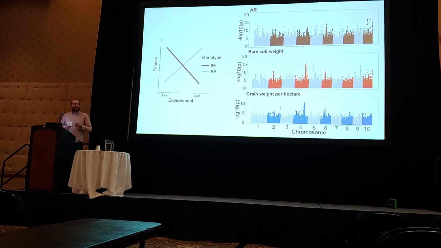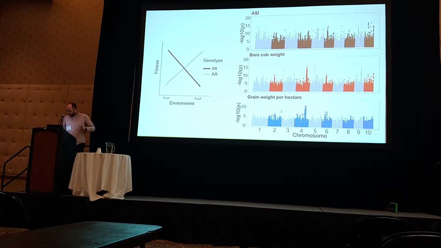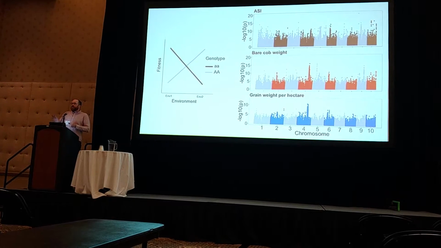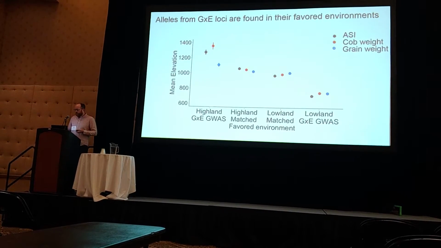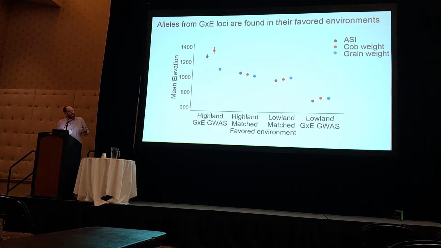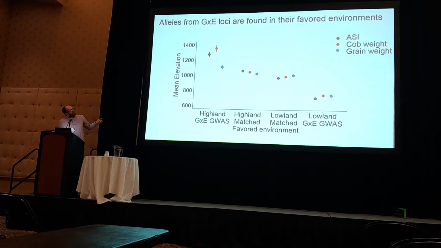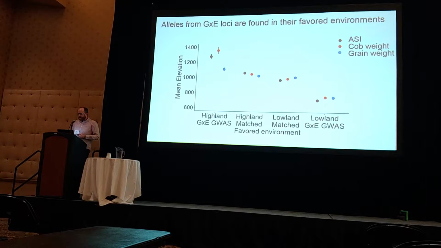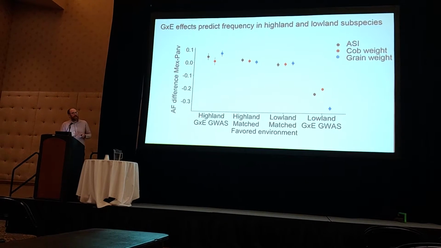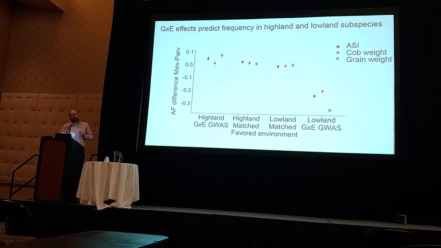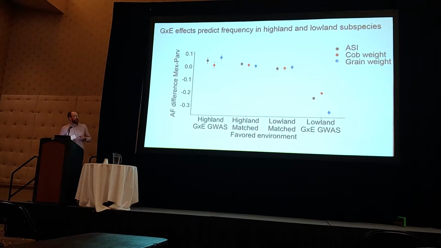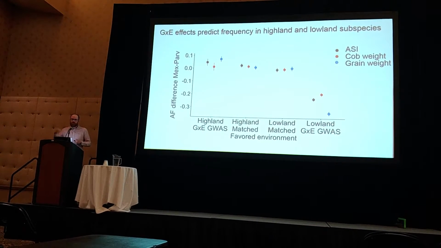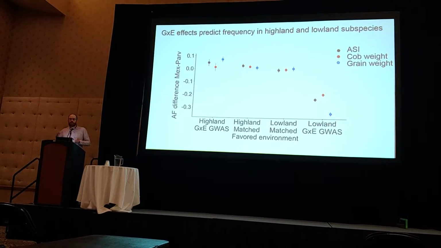So what we did is we took 1,000 of these outliers here, and then we tested to see, does the allele that is predicted to do well in the highlands, does that actually live in the highlands? And we found pretty resoundingly yes, that the effects from this model predict where these alleles are found on the landscape. And even more interesting than that, we found that these effects actually predict allele frequencies in closely related teosinte subspecies.